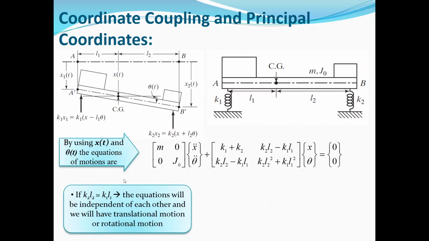Under this condition, you can see the non-diagonal components in the matrix of stiffness. I mean this component and this component were equal to 0, and under this condition k1 L1 was equal to k2 L2, then the first and second equation will be independent, and you can independently solve this equation and obtain the response by solving two independent ordinary differential equations.